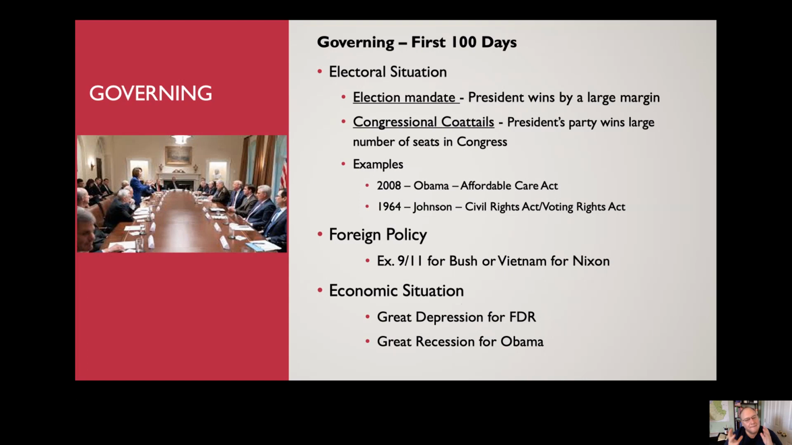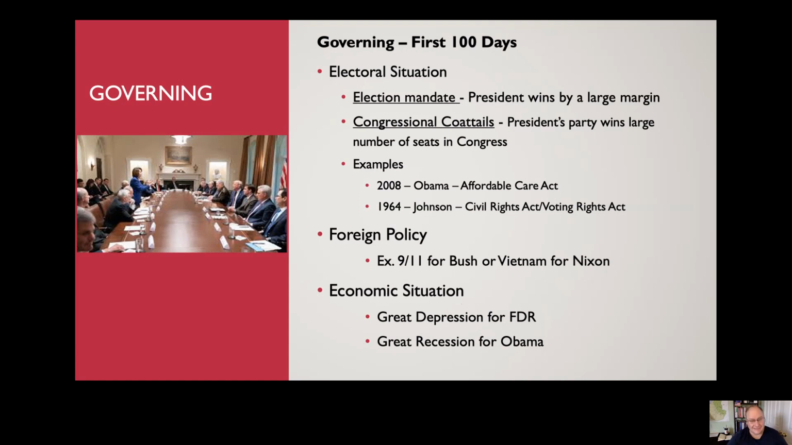The other important factor is what's happening in the congressional election. It doesn't always have to be the president winning with a wide margin to bring in Congress. Sometimes the president can narrowly win, but get a large number of members of Congress elected in that same year. And they call that congressional coattails.